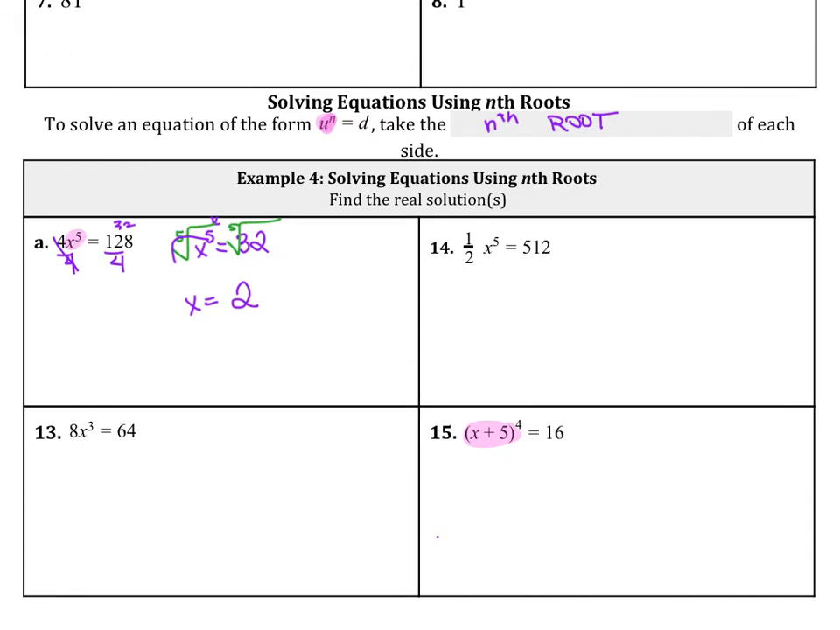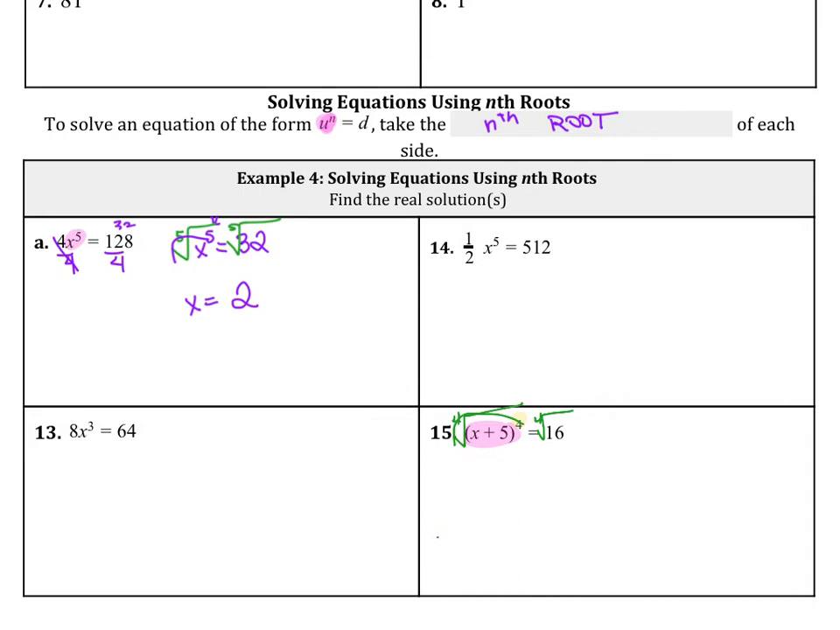You definitely do not want to expand this out, because if you do that, you're going to take a look at Pascal's triangle or the binomial expansion, and that's a lot of work. So you definitely don't want to do that. The most efficient way is to solve using nth roots. Notice that the exponent is 4, so we're going to take the fourth root of both sides. Now that cancels it out. Again, it has to match that exponent: if it's a fourth power, then we take the fourth root.